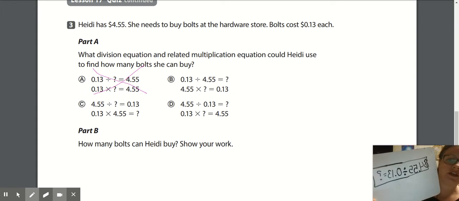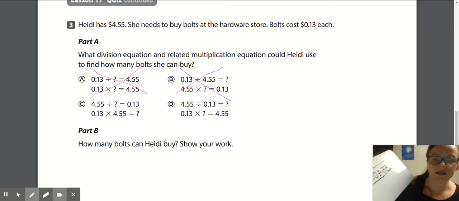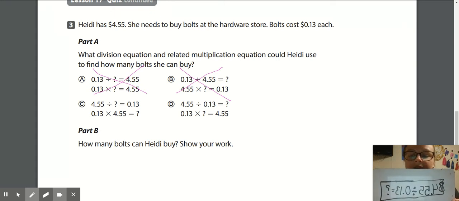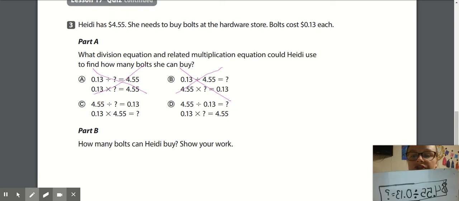Are we starting with 13 cents, 13 hundredths, and dividing it into $4.55? No, that one does not match. It does not match the situation above. Let's take a look at number 3. Number 3 says $4.55 divided by something gives us 13 cents. Now, the two numbers are correct, but the order is not, because we're trying to figure out how many total bolts she can buy.